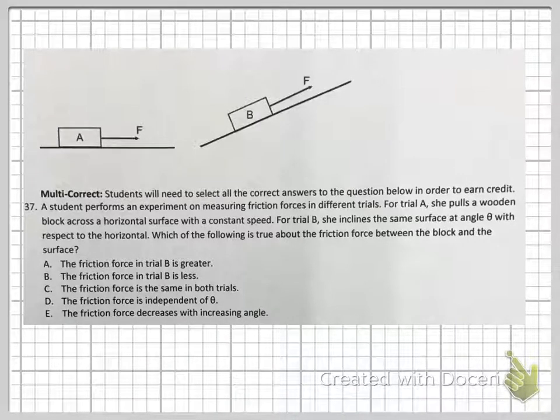Number 37, multi-correct. A student performs an experiment on measuring friction forces in different trials. For trial A, she pulls a wooden block across a horizontal surface at a constant speed. For trial B, she inclines the same surface at angle theta with respect to the horizontal. Which of the following is true about the friction force on the block surface? So friction force is what we're interested in.